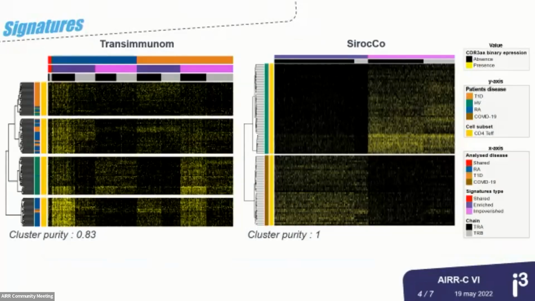After applying our strategy to the Transimmunome dataset for autoimmune disease on the left and to the Sirocco dataset for COVID-19 on the right, we identify disease-specific CDR3 amino acid. These sequences are represented here as a heat map with their presence in yellow and absence in black across all the patients. For more clarity, only the CD4 effector are shown here.